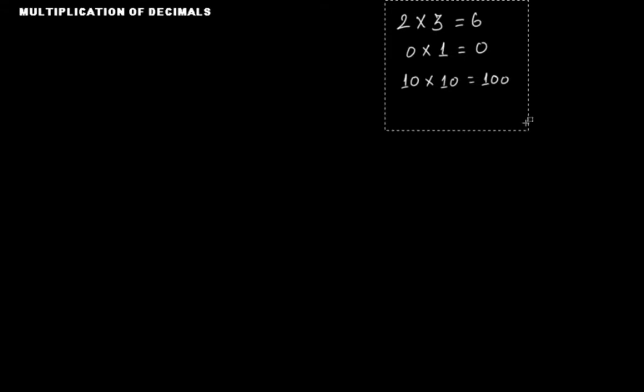Suppose we have to multiply 2 times 3. Then you'll say that that's very simple. 2 times 3 is actually 6. And if we have to multiply 0 times 1, it will be actually 0. And 10 times 10, you will say that that's actually 100. That's really very simple.